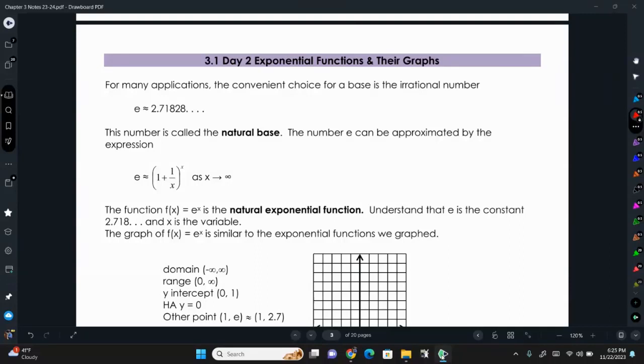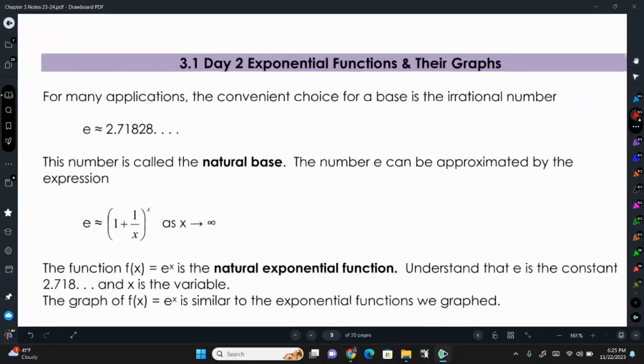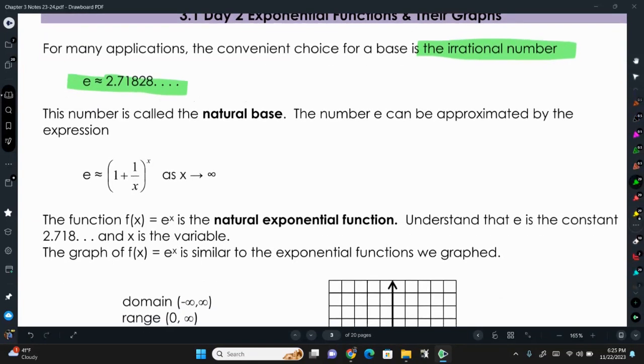So the second part of 3.1 is talking about the letter e and some formulas that use the letter e. But first, the letter e is actually a substitution for what's called Euler's number, and it's approximately 2.71828 and so on. And it is an irrational number, so that means it's repeating forever. You can approximate e as this formula right here. Okay, 1 plus 1 over x raised to the x power.